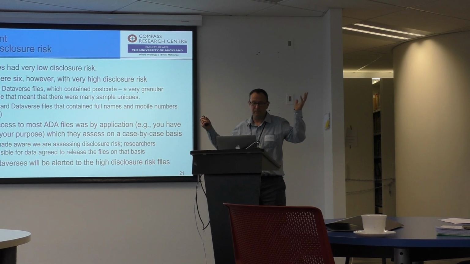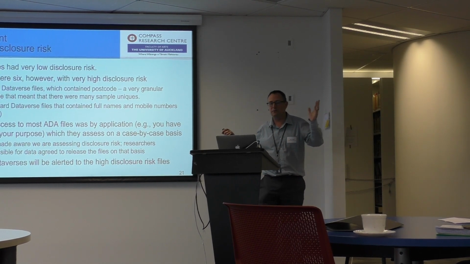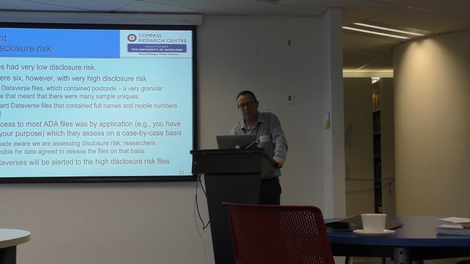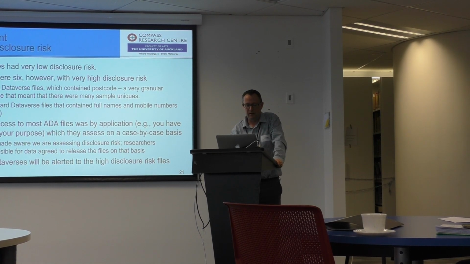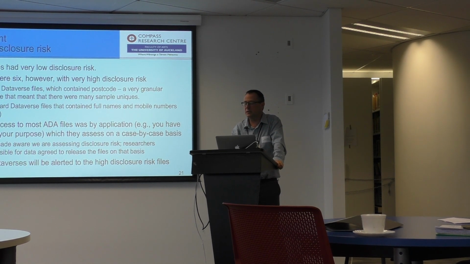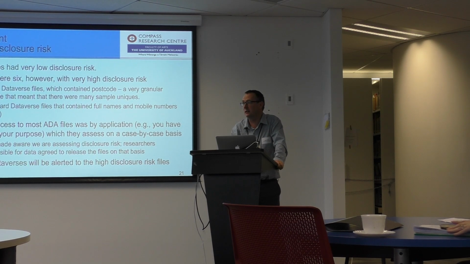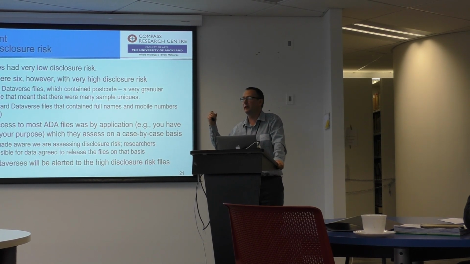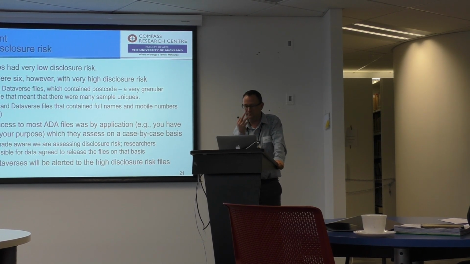So as I said, most files had very low disclosure risk. There were 6, however, with very high disclosure risk. 3 ADA Dataverse files, and the reason they have high disclosure risk is they contained one variable that was very granular, postcode. So, because you've got postcode there and a few other bits and pieces, it means you've actually got quite a lot of sample. It's quite easy to get a sample unique. In fact, everyone in there was a sample unique or close to.